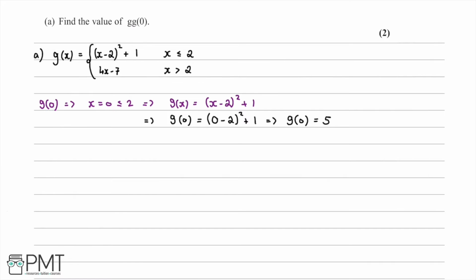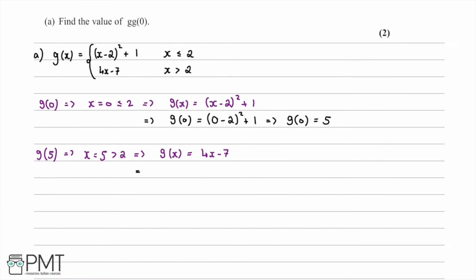So then for the next part of this question, what we need to do is do our next composition. So we have then that g of 0 is 5. So in effect, we're now going to be working out what g of 5 is. So we have that x is equal to 5, which is greater than 2, which means that g of x is going to be equal to 4x minus 7.